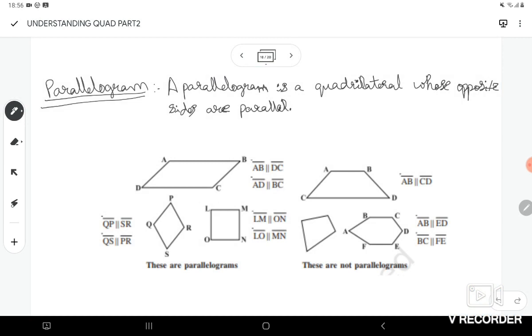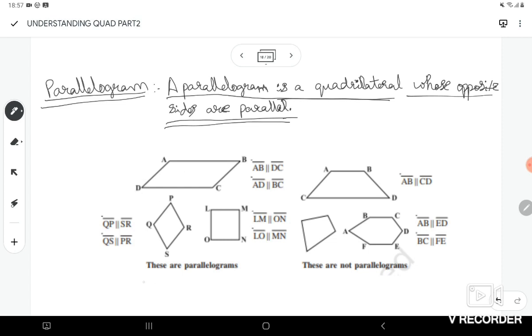Now coming to what is a parallelogram. A parallelogram is a quadrilateral whose opposite sides are parallel. So in a parallelogram, both pairs of sides are parallel, whereas in a trapezium only one pair of sides was parallel, and for the other pair it was not known whether they are parallel or not.